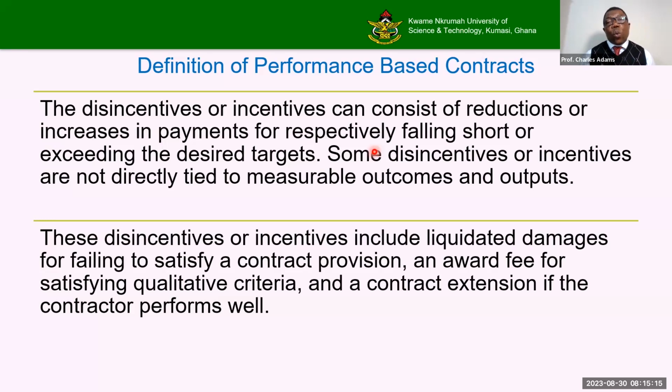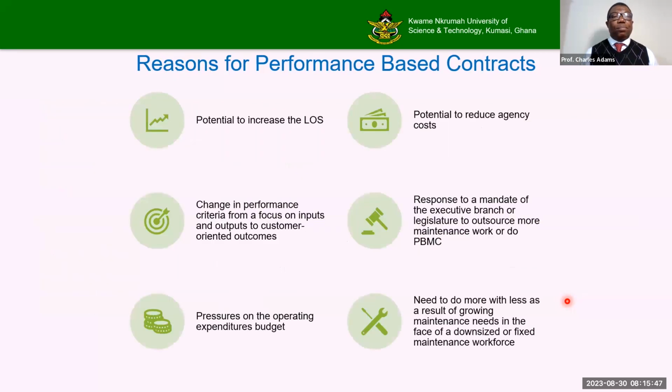So you define what is acceptable, what is not acceptable, and then you create incentives and disincentives. Now, these incentives and disincentives also include liquidated damages for failing to satisfy contractual provisions, an award fee for satisfying qualitative criteria, and a contract extension if the contractor performs well. So everything is put on the contractor or contracting entity so that he can be innovative to bring out the best. Now, why OPRC or performance-based contracting in this sense?